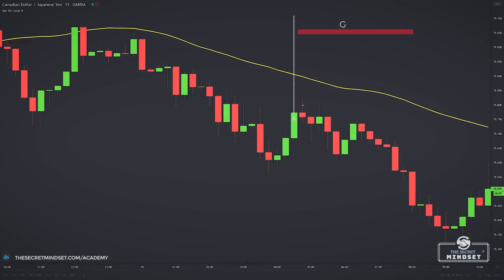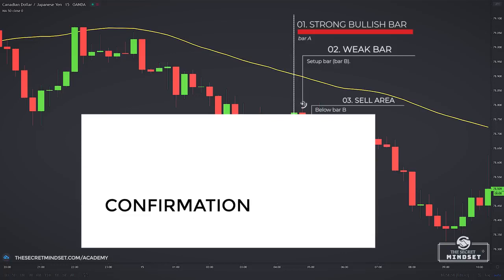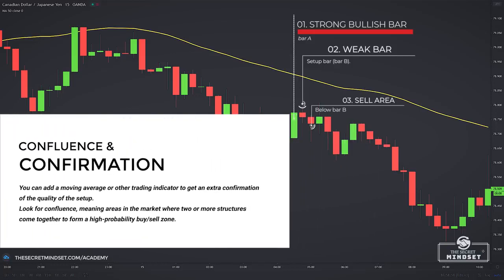This trading setup is one of the simplest price action patterns. You can add a moving average to the setup or your preferred trading indicator to get an extra confirmation of the quality of the setup. If you find some sort of confluence around your setup bar, that's even better.